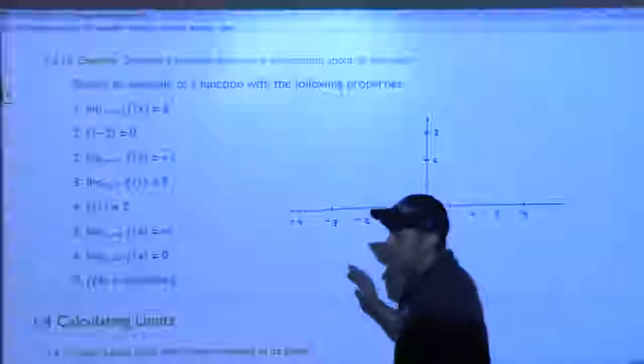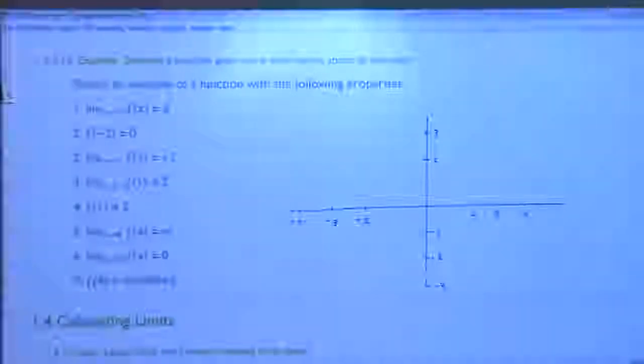All right, so last class we did not finish 1.3. There was one more thing I wanted to discuss. It's this example here, 1.3.17.